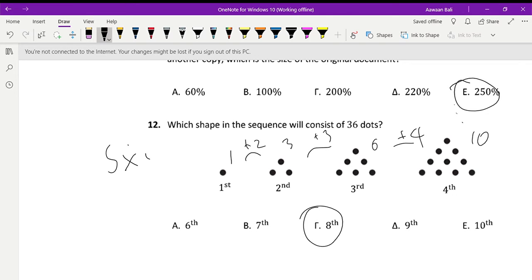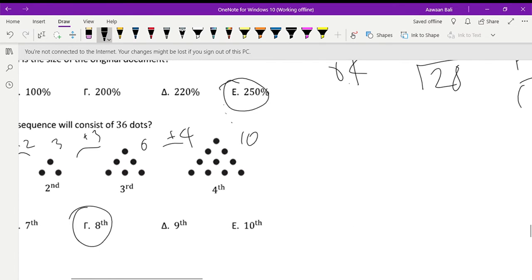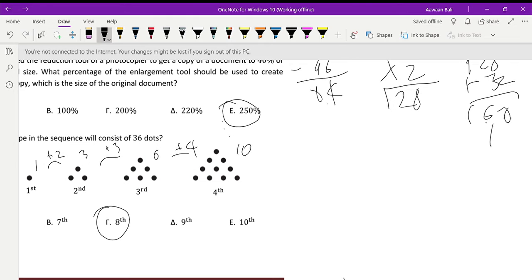Now we can go with 5x minus 4 maybe. 5 minus 4 is 1. 5 times 2, 10 minus 4 is 6. That's where we realized that we're going out of way. So if we can't find the formula, we can just do plus 5 plus 6, and then we can just follow this until we get 36 here.